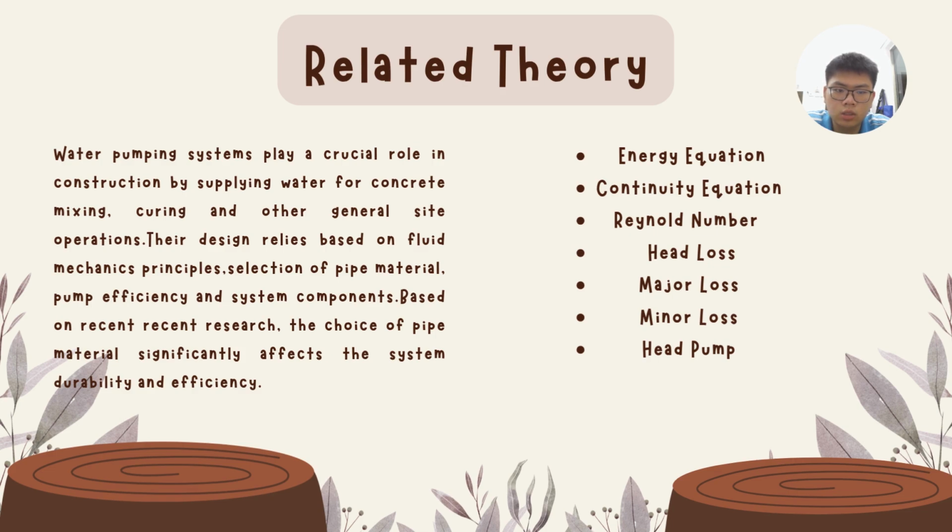Based on recent research, the choice of pipe material significantly affects the system durability and efficiency. To compare different materials and determine the best option for a construction water supply system, high density polyethylene, which we also know as HDPE, stands out due to its performance in corrosion resistance, flexibility, and strength. So it is an ideal material to fulfill the demanding conditions of construction sites. Next are some of the related theories we will use to calculate in this project.